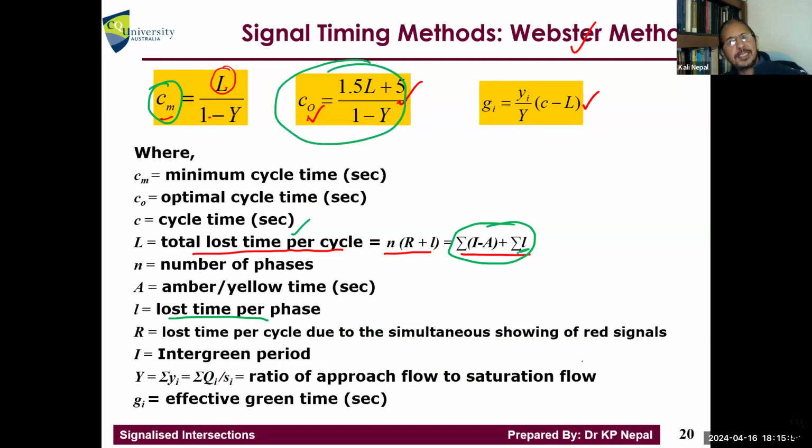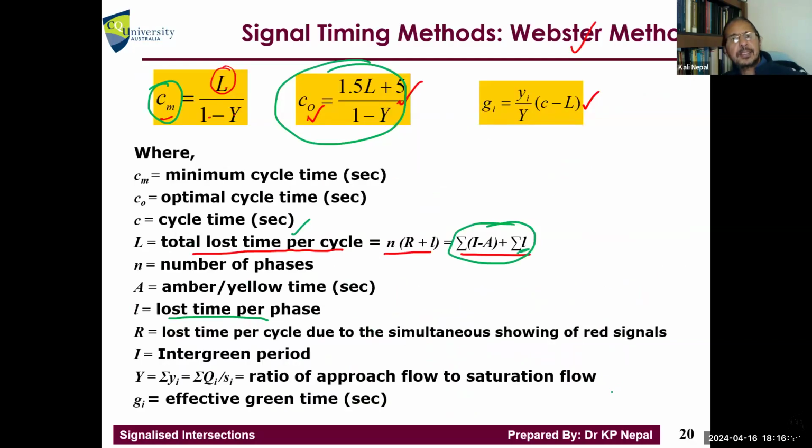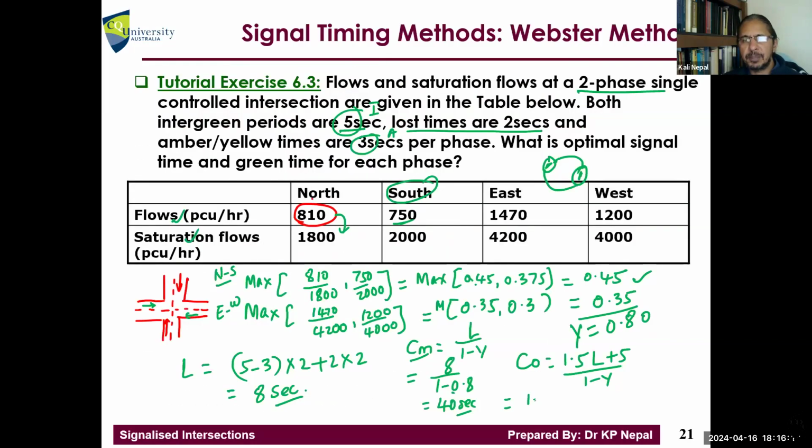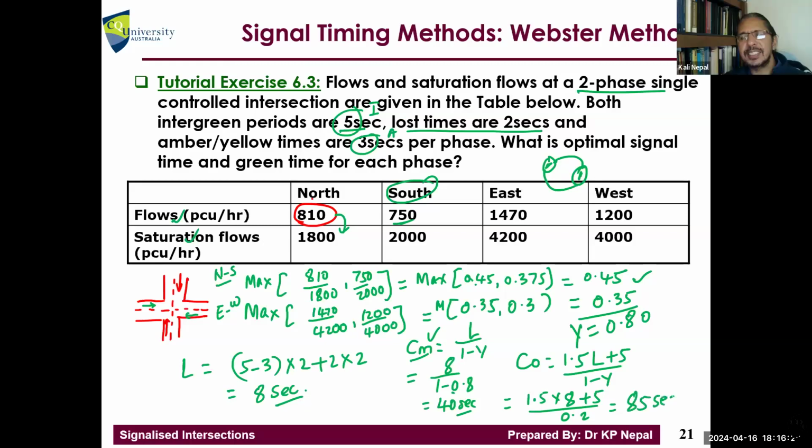Can you calculate that, please? Co equals 1.5 L plus 5 over 1 minus Y. Is that correct? Good. Can I do that now? 1.5 times L, which is 8, plus 5, divided by 0.2. Can you give me that? 85 seconds. That looks a little better because it is based on the flow. This is the minimum, but the optimal is usually 85 seconds.